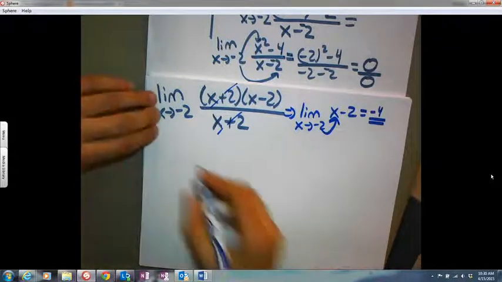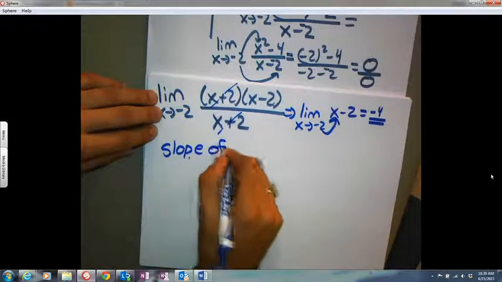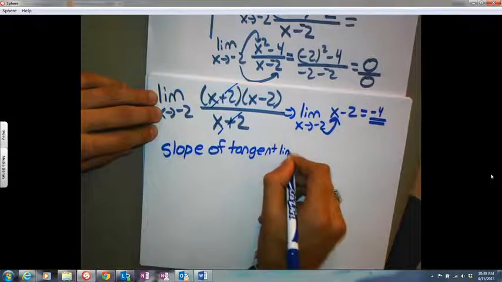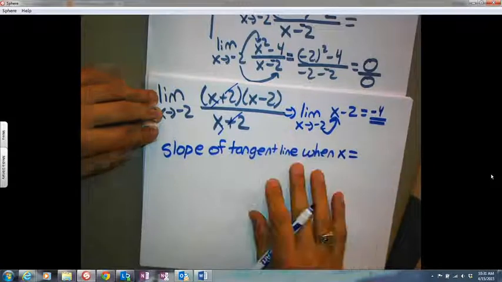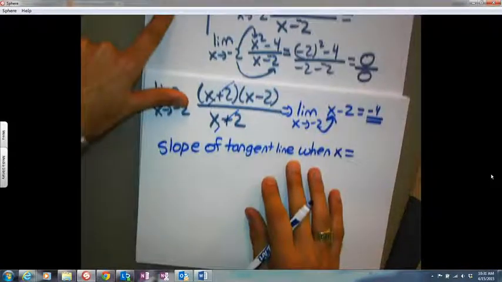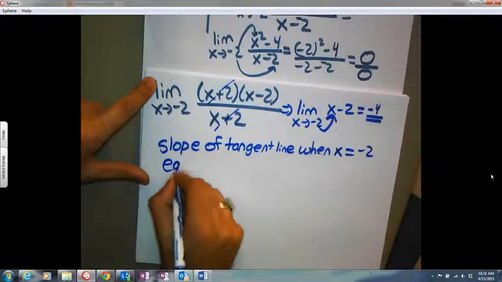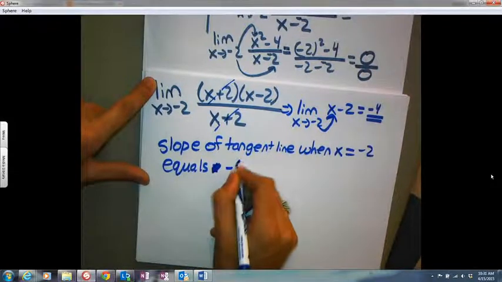So what did we find? We found that the slope of the tangent line when x equals negative 2, how did I know it was negative 2? Because that was the point they gave me. Equals negative 4. There's our answer.